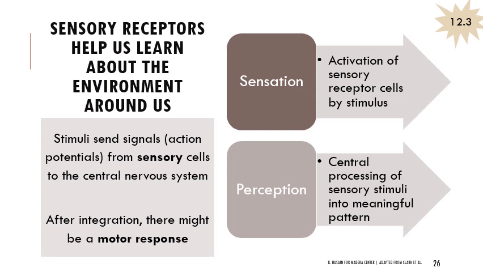So when we're thinking about sensation and sensory receptors, sensation is really just the activation of sensory receptors by a stimulus. It's that first step. And it doesn't really become something that we can recognize until we have perception, that central processing of the sensory stimulus into a meaningful pattern. After we have perception and integration, then we might have a motor response when we're talking about the somatic system, when we're talking about a voluntary response. So these signals are being sent from sensory cells to the central nervous system. We have integration and then a motor response if we need to.